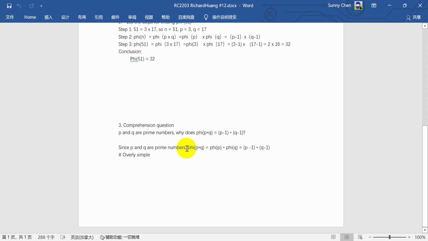It's also because phi is a multiplicative function, which means phi pq equals phi p times phi q. And then because p and q are prime numbers, phi p times phi q equals p minus 1 times q minus 1. So if this were to be correct, it would be like: since phi is a multiplicative function, this, and then since p and q are prime numbers, this, and then you connect phi p times q equals p minus 1 times q minus 1. And you can also see the explanation at the beginning of the video.